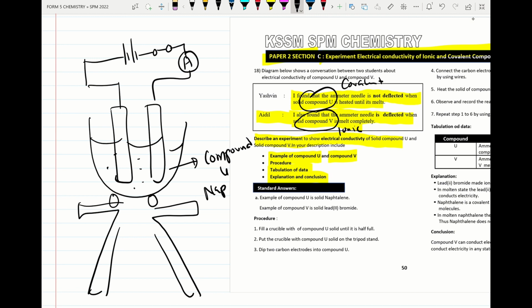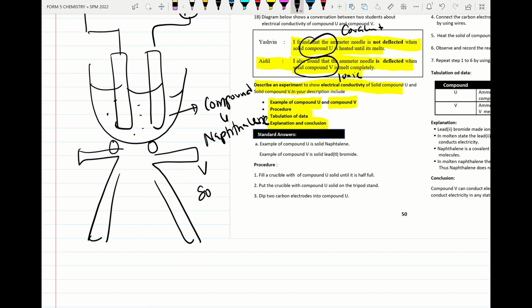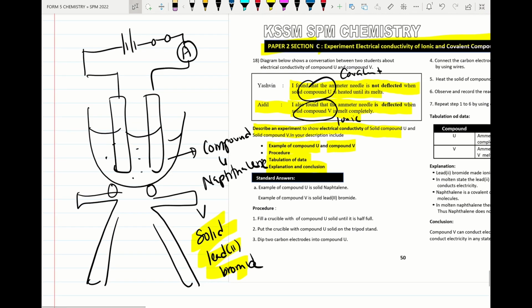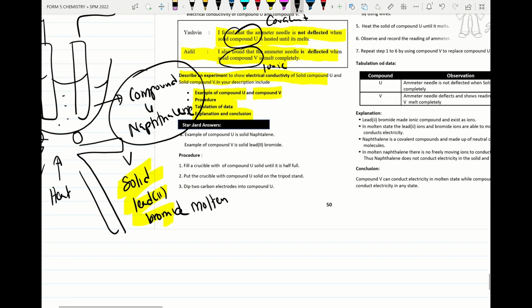So I take solid naphthalene, and compound V is ionic compound, I take solid lead(II) bromide. When we use solid V, the lead(II) bromide, it will melt when we heat it strongly. The solid will melt and form molten state, and this molten state ionic compound can conduct electricity. Therefore, we can see the deflection of the ammeter needle. While compound U, naphthalene, once melted, does not conduct electricity because it exists as neutral molecule.